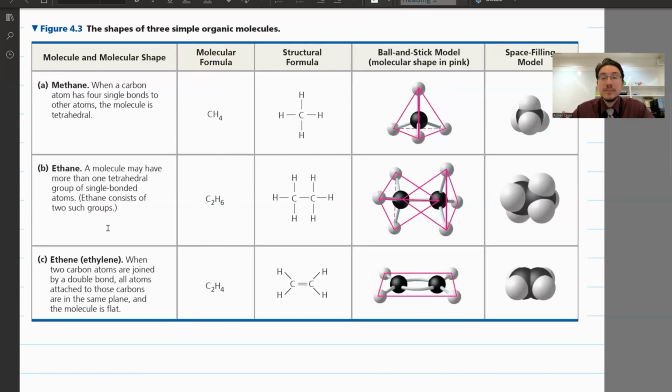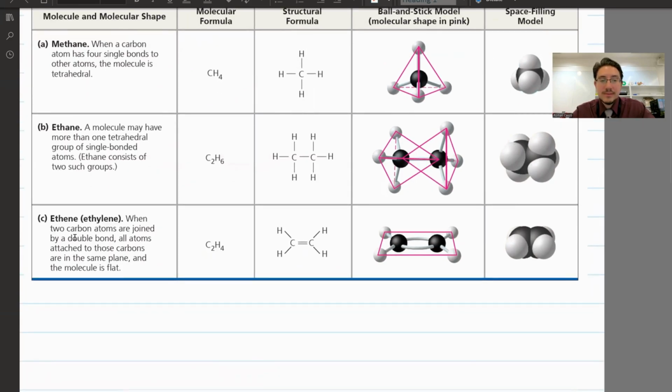You have ethane, C2H6. This is a molecule, right? Having a molecule may have more than one tetrahedral group of single bonded atoms. Okay. So you have two carbons in this case. If you notice, still the four bonds that carbon can make are always filled, right? And then you have these two tetrahedrals facing each other, right? Ethane, a different structure, different 3D arrangement there.